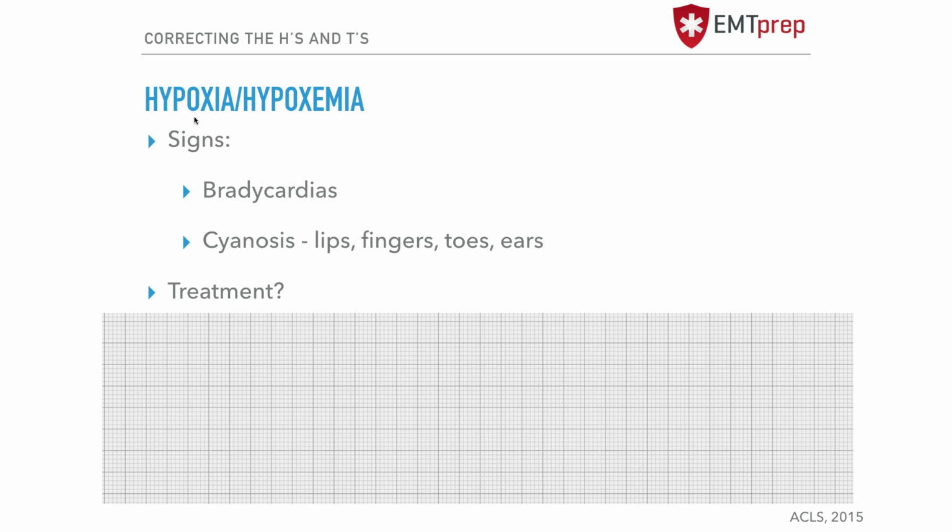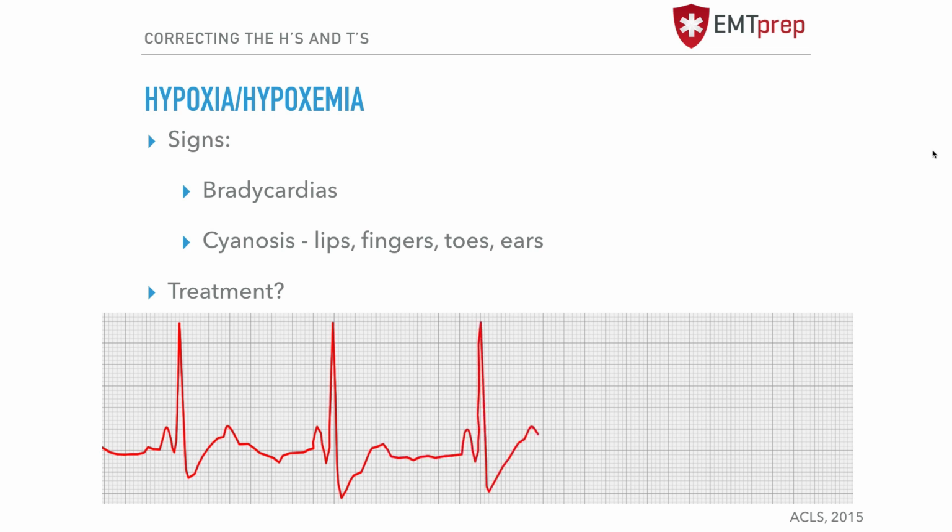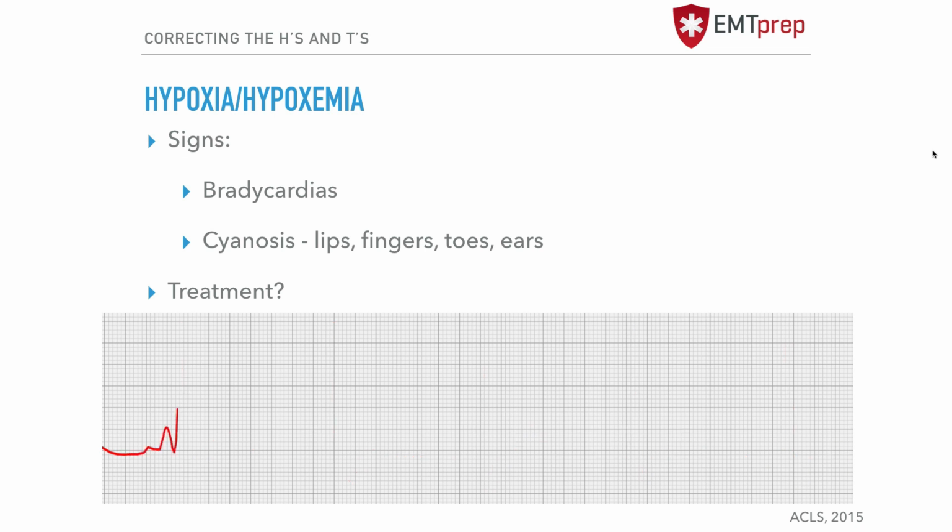Second is the O in VOKAT, and that represents hypoxia and hypoxemia. The signs and symptoms of these things can be bradycardias, cyanosis of the lips, fingers, toes, and ears. And the treatment is providing oxygen and helping them ventilate if they aren't doing it for themselves already. So good bag valve mask ventilations, high flow oxygen. Pretty self-explanatory on this one, but we want to make sure we're doing the basics very, very well.